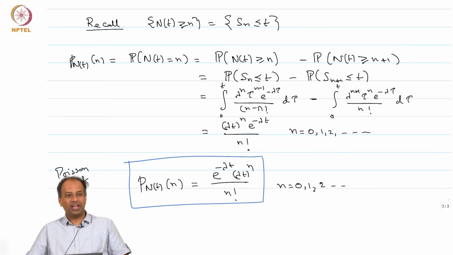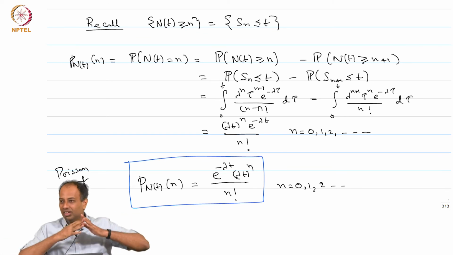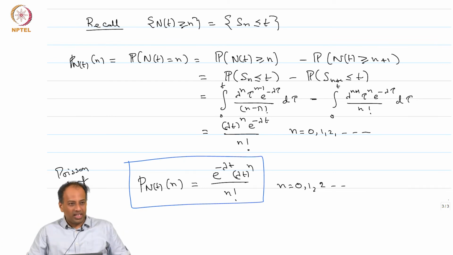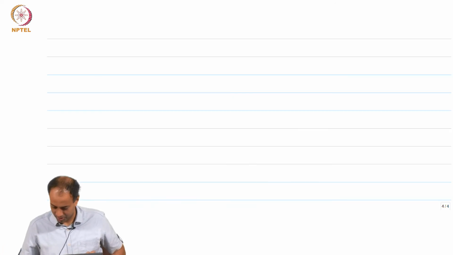Of course, the PMF of N(t) alone is not satisfactory. What do you actually want? This N(t) is a sequence of random variables indexed by t. So, you want to characterize all finite order joint distributions of N(t1), N(t2), etcetera, just like S1 through Sn. For any given t1, t2, ..., tk, you want the joint PMF of N(t1), N(t2), ..., N(tk). So, that is the next thing we will do.